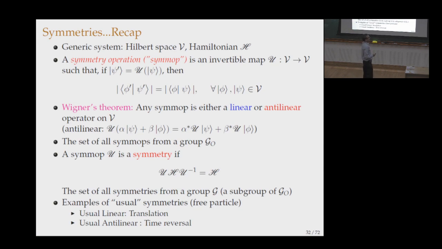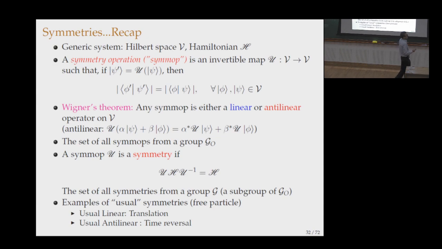Okay. All right. So now what I'm going to do is discuss the notion of symmetries. So the first notion I need is the notion of a symmetry operation. A symmetry operation is some kind of transformation or a map from the Hilbert space to itself, which leaves the magnitude of the inner product of any two vectors unchanged, right? So that's the statement. Now Wigner proved this very important theorem, which says that every symmetry operation is either a linear operator or an antilinear operator, and this is an extremely beautiful result, right?